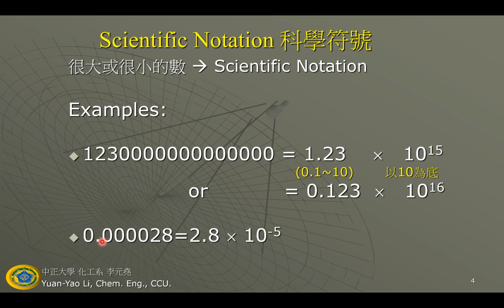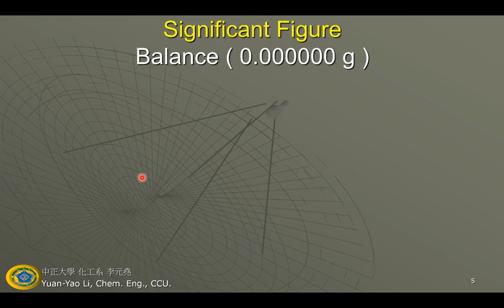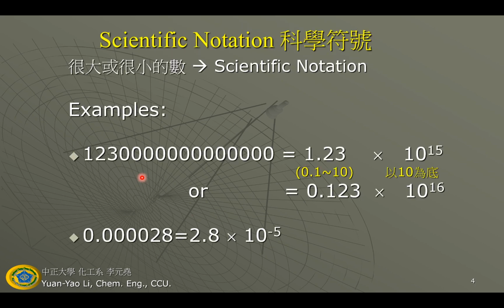How about a very small number like 0.000028? You can write it as 2.8 times 10 to the minus 5. This number looks smarter than this number, right? This is what we call scientific notation.